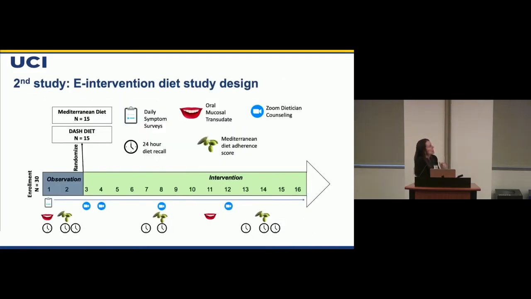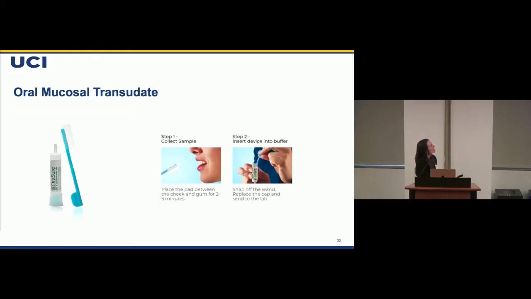And so quickly, just moving on to the second study, which was a totally online study. We call the e-intervention. Similar setup, but we were doing Zoom-based dietitian counseling, and everything had to be done online, including sample collection. In our sample collection, we chose to use this oral mucosal transudate, which people could collect in their home, which you have this little pad that you put next to your teeth, and is supposed to be basically a transudate that's sort of equivalent to blood plasma.